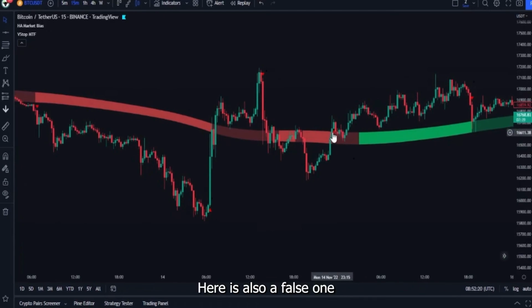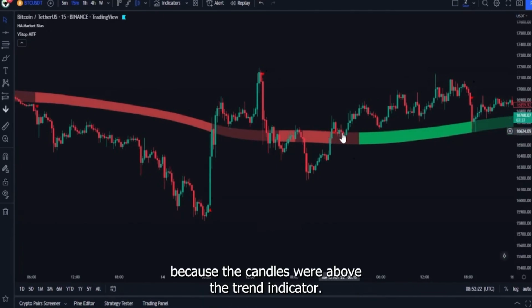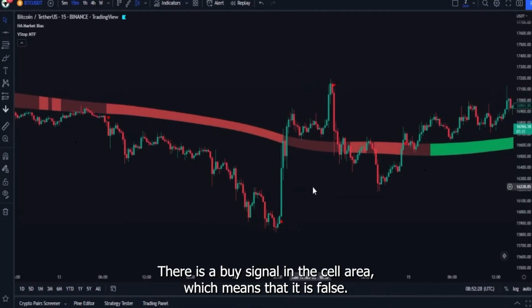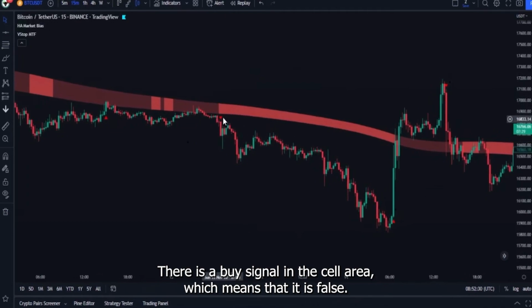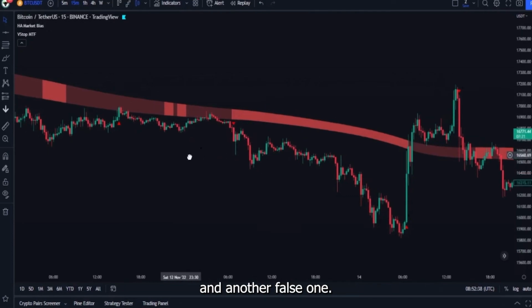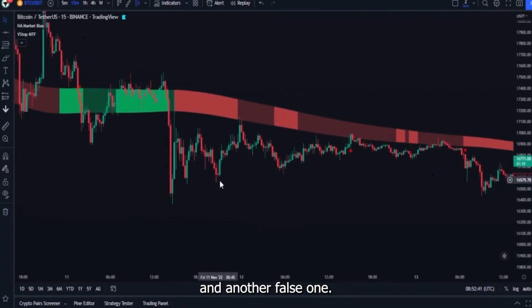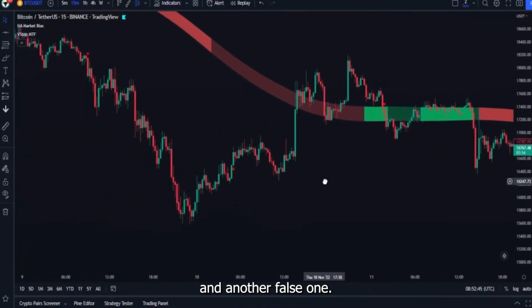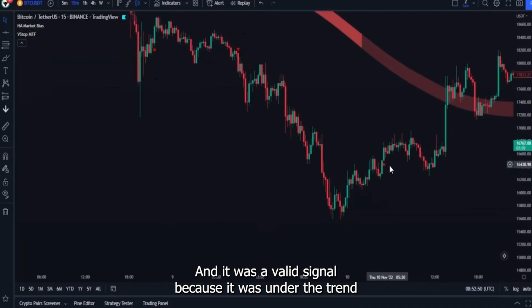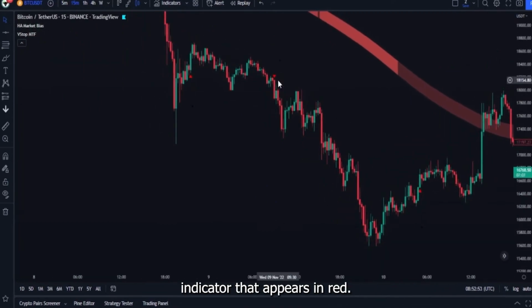Here is also a false one because the candles were above the trend indicator. As for here, we find a sell signal in the right place because it is under the trend indicator that appears in red. There is a buy signal in a sell area, which means that it is false. And here the opposite happens, a sell signal in a buying area, and another false one. But here we find a sell signal in the right place as well, and it was a valid signal because it was under the trend indicator that appears in red.